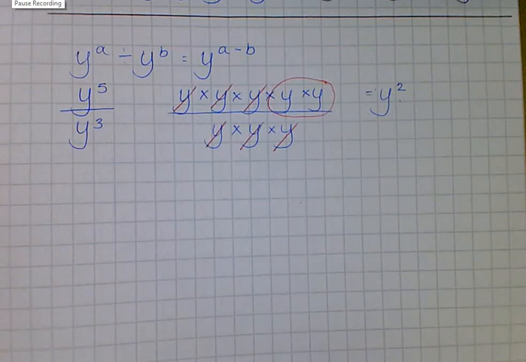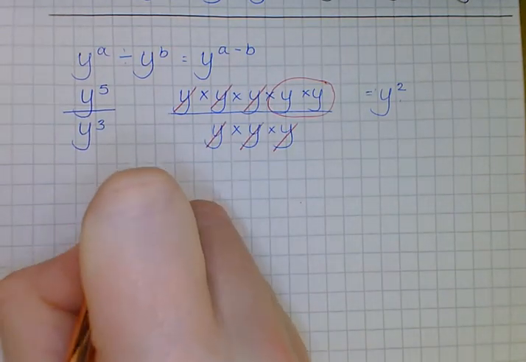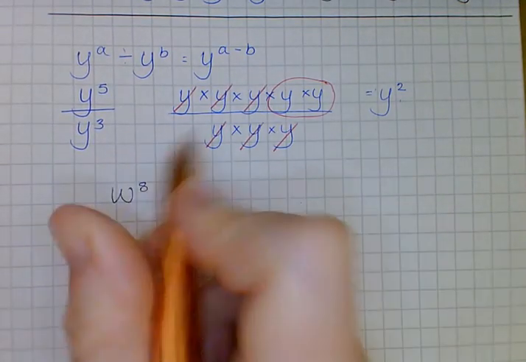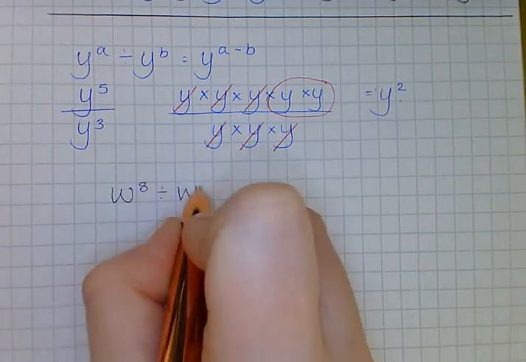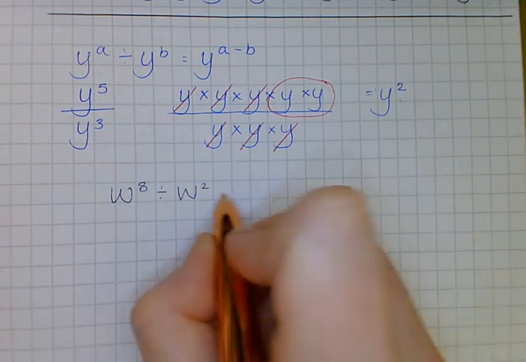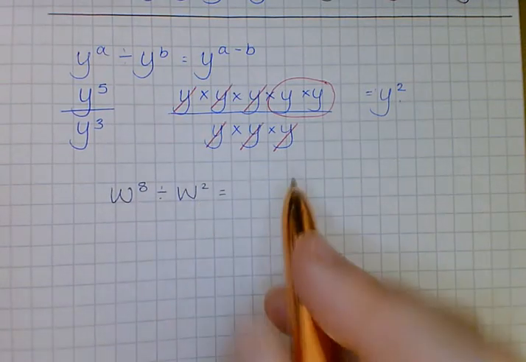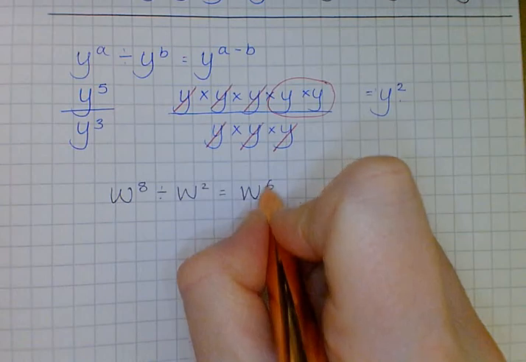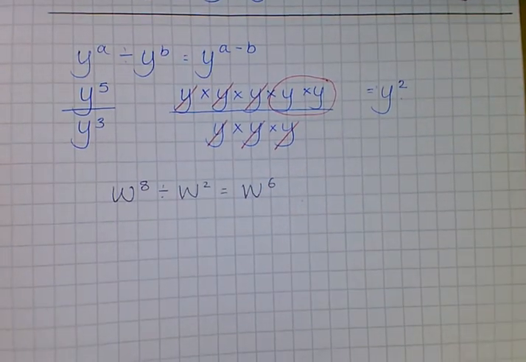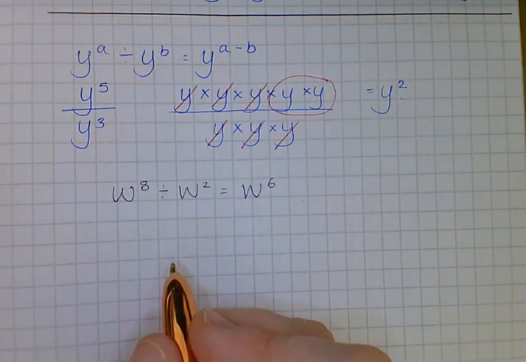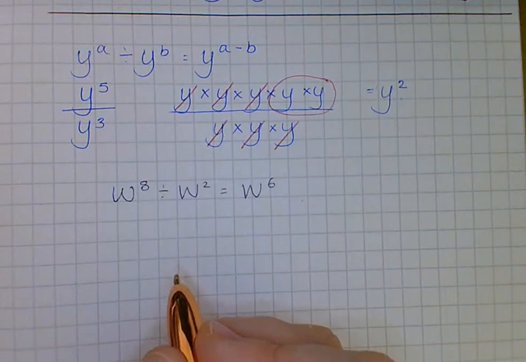Let's have a look at a few examples of this. If we had w to the power of 8 divided by w to the power of 2, we would subtract the indices. So 8 subtract 2 is 6, so our answer would be w to the power of 6. Again, we can have negative numbers as indices.